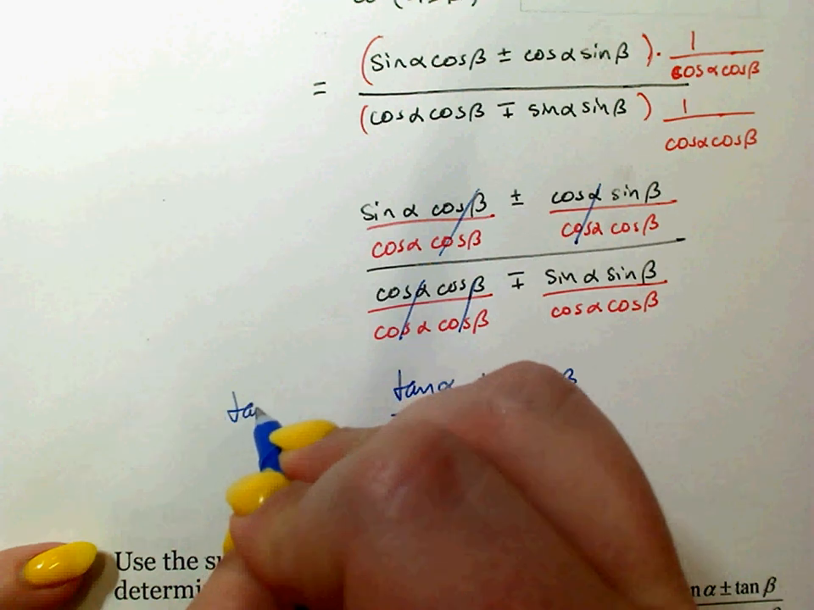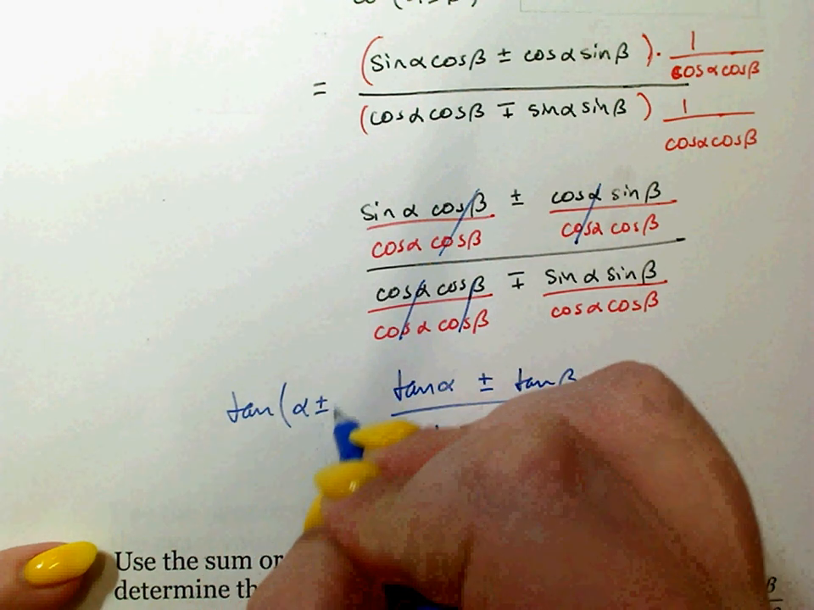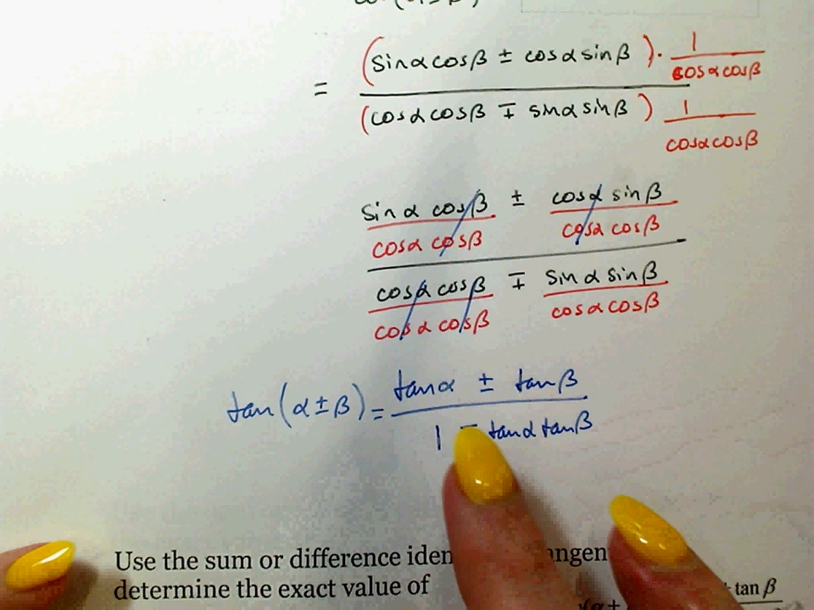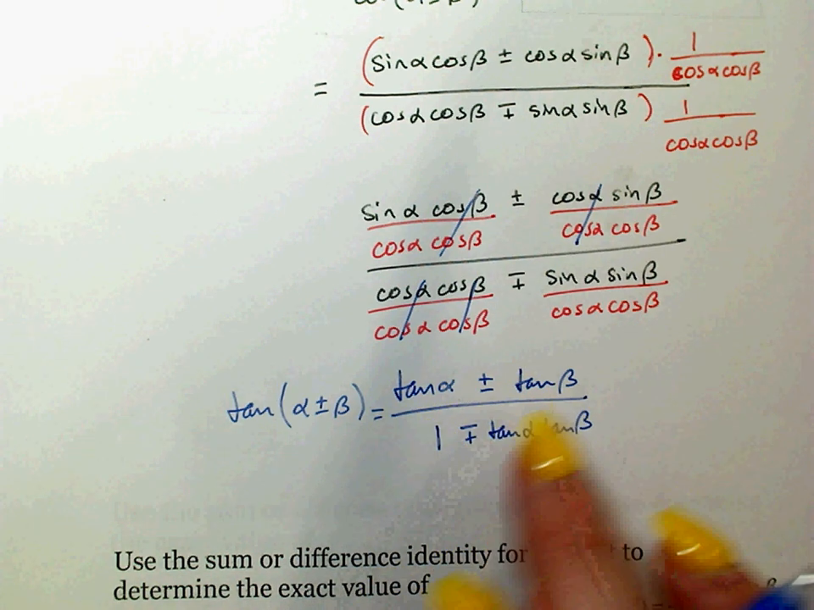So it's a little bit more involved than the others. You've got tangent of alpha plus or minus tangent of beta over 1 minus plus tangent of alpha tangent beta. Okay.